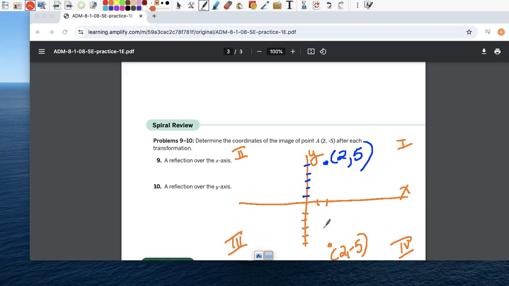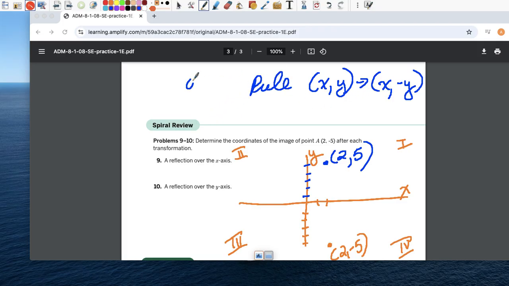You're on the positive. So when you reflect a point over the x-axis, let's say you had x and y, a point that we don't know. You know what's going to happen? X is going to be the same, and whatever y is, we're going to negate it, which means it's going to be the opposite. So that's the rule for reflection over the x-axis, if you can remember that.